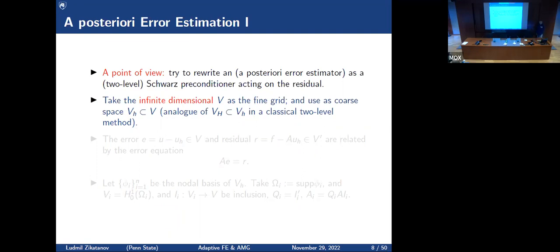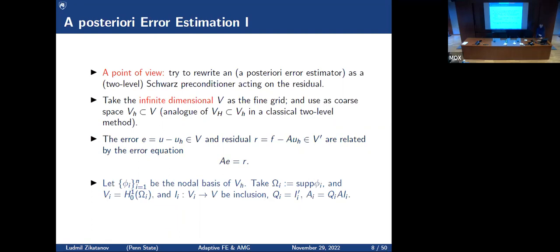So here we're going to have our finite element space, DH will be our coarse space, and V will be where the solution is, the infinite dimensional space. Okay, so then, of course, the error equation is A times the error is equal to the residual. And I'm going to choose a particular splitting in subdomains that are used in the Schwarz method. And this will be the support of the basis functions.